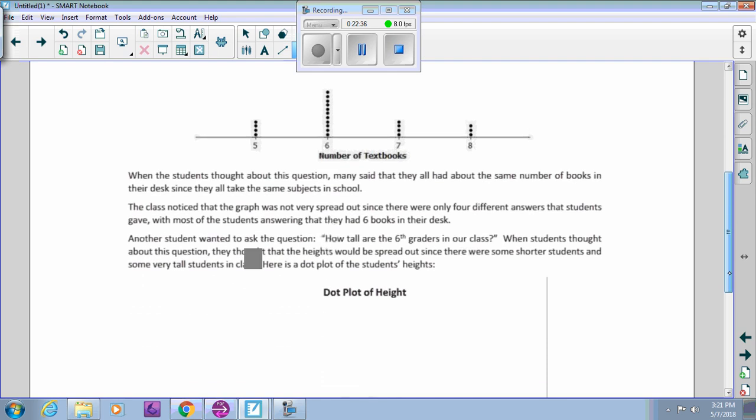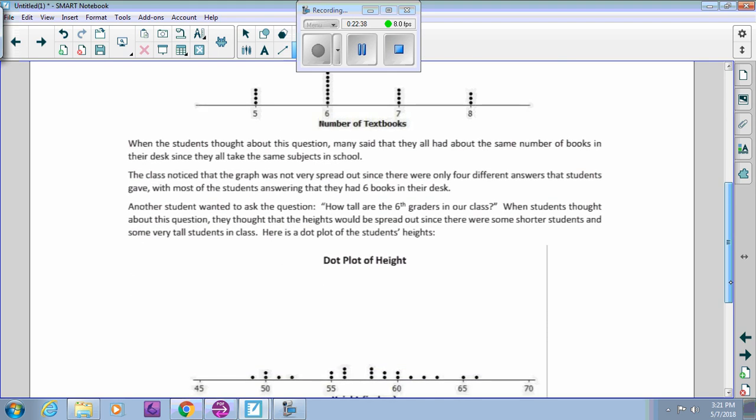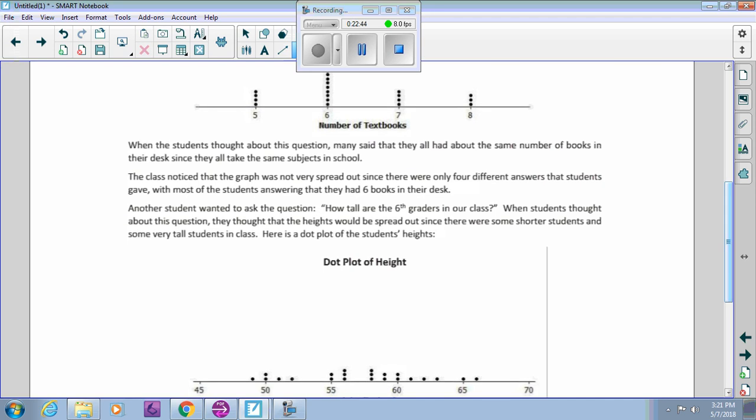It says when the students thought about the question, they said that they all had about the same number of books in their desks since they all take the same subjects in school. The class noticed that the graph was not very spread out since there were only 4 different answers that the students gave, with most of the students answering that they had 6 books in their desk.